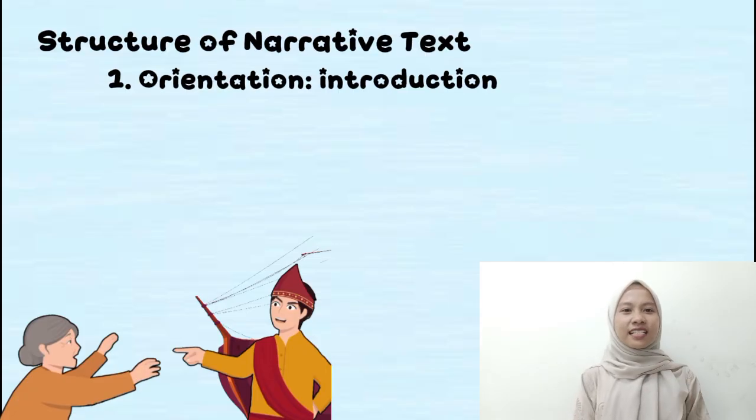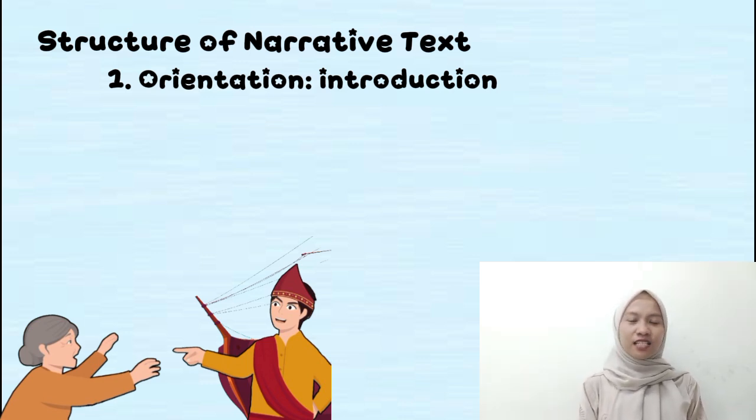Okay, and narrative text has three main parts. Number one is orientation. In this part, the story begins to open. We are introduced to the characters, where the story takes place, and when it happens. It helps us imagine the world of the story.